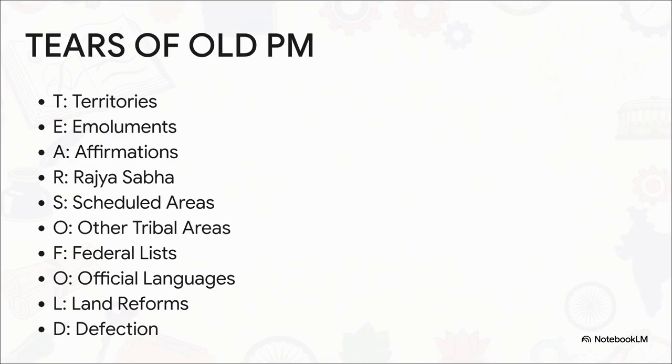By the way, if you're keeping detailed notes and ever need to remember the 12 schedules of the Constitution, there's a brilliant mnemonic for it, Tiers of Old PM. It neatly maps out everything from territories and emoluments right down to panchayats and municipalities. It is a fantastic little hack to mentally organize the final structure of the document.